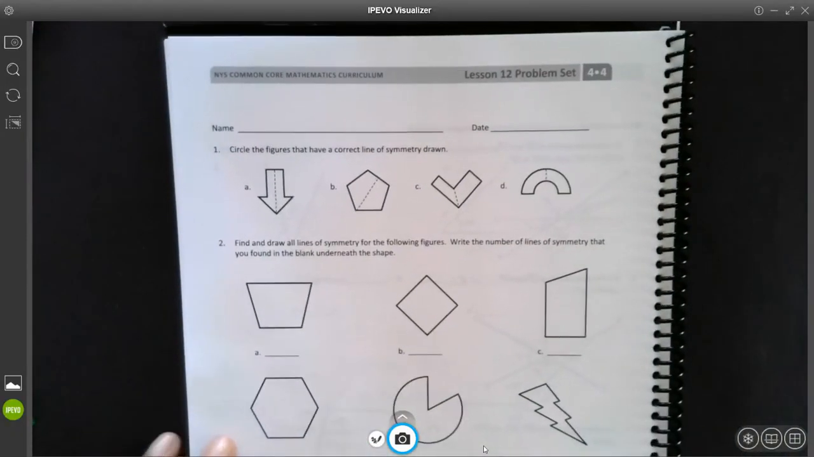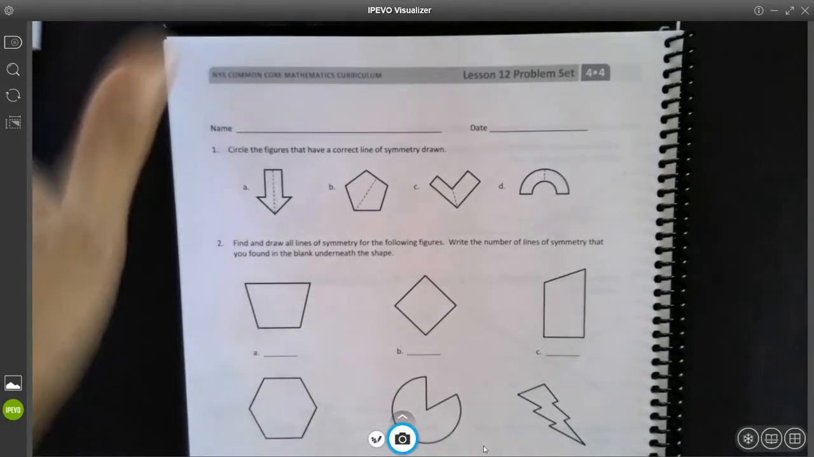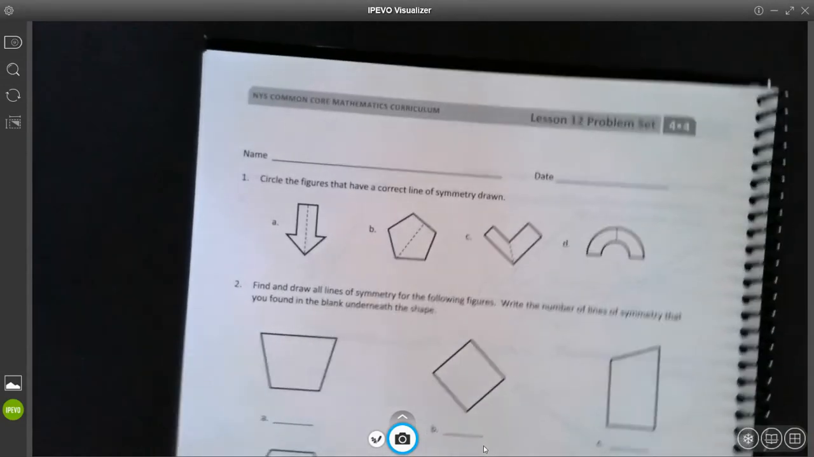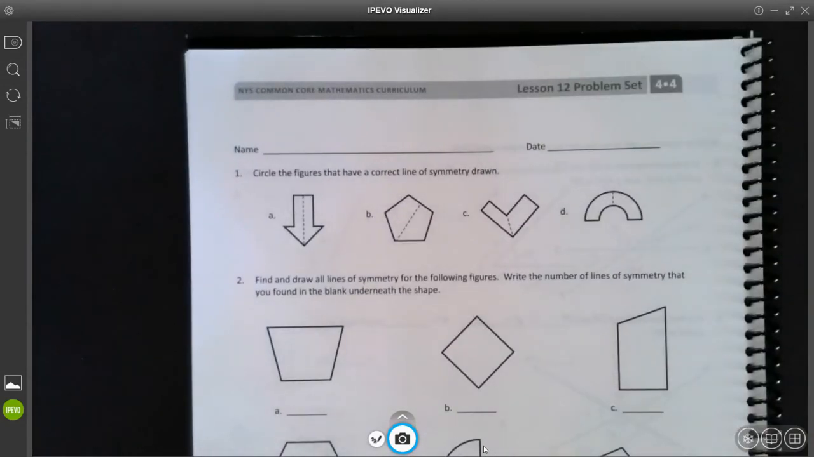Let me get my problem set out. And here's my problem set. All right, so let's start. It says circle the figures that have a correct line of symmetry.